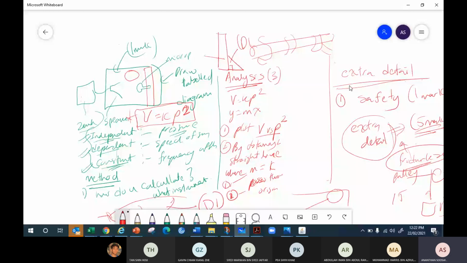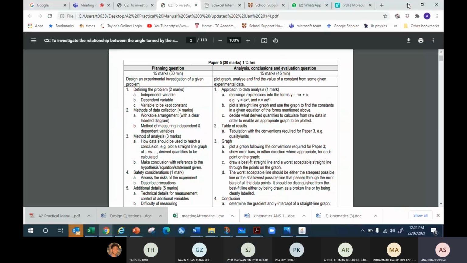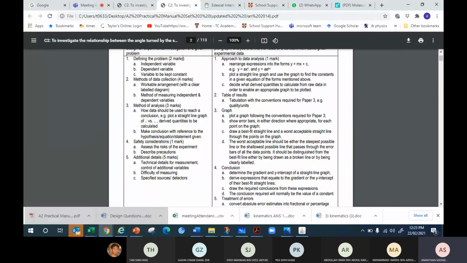No questions. Okay, so I go back. So that is design experiment. Okay, 2 marks for the problem, independent, dependent variable, variable to keep constant, it's 2 marks. Method, 1 mark goes for the diagram, 3 marks go for how you measure the independent, dependent, in what instrument, any method to be used. You write that under method, you can mark.